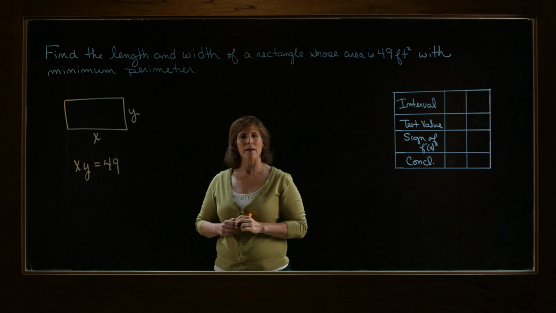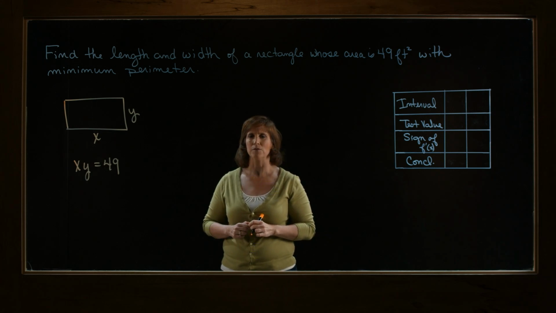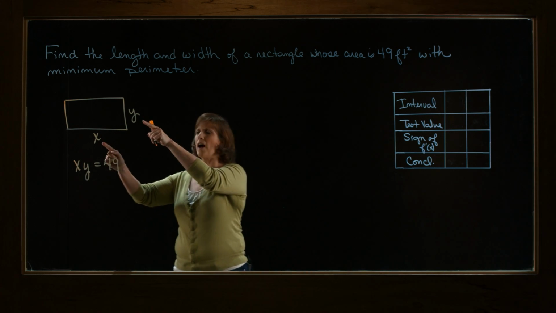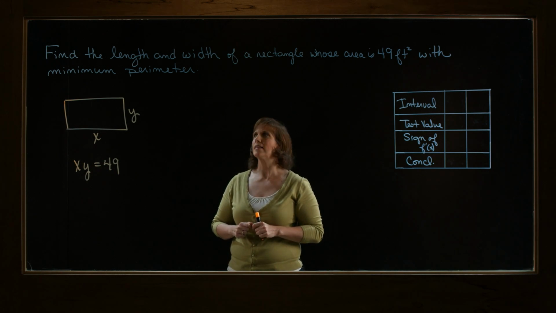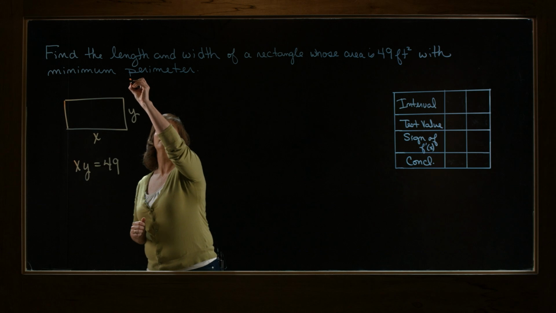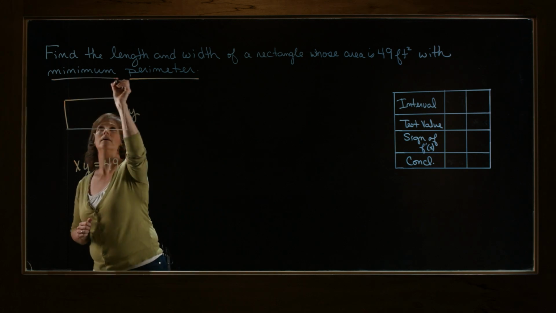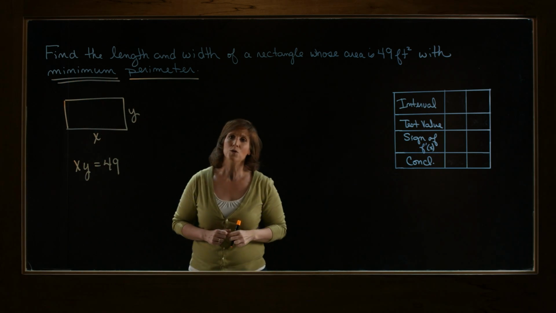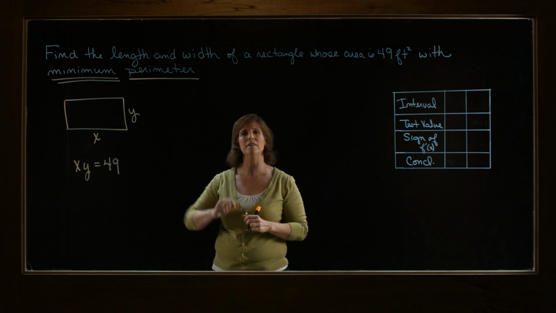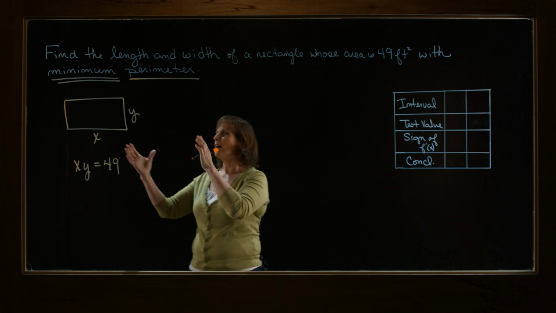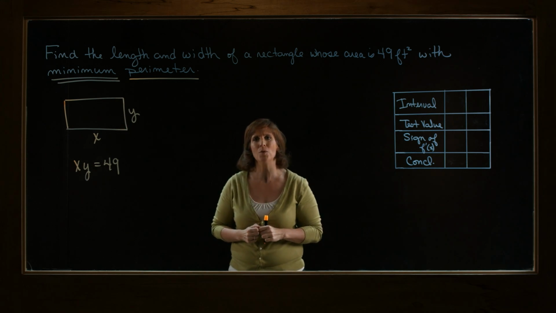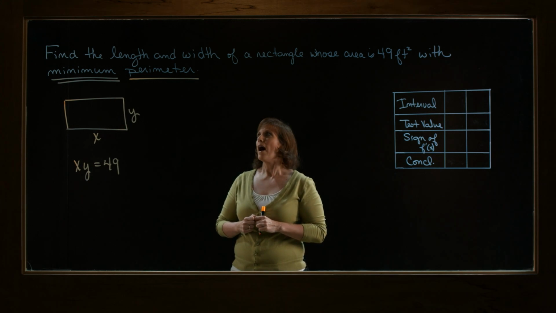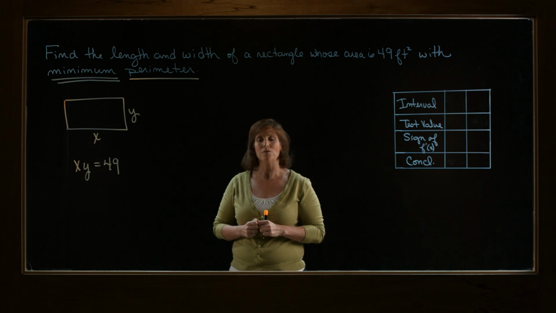Well, that's basically what I'm told in the problem, but what is it that I'm supposed to find? Well, I'm supposed to find the length and the width, but under what conditions? I'm looking for that length and the width when the perimeter is a minimum. Those two words are very important because the perimeter gives me another geometric piece to look at, and the minimum tells me what am I supposed to do with that? Well, I want to optimize it. In other words, find the minimum or the maximum, and in this case, the minimum.